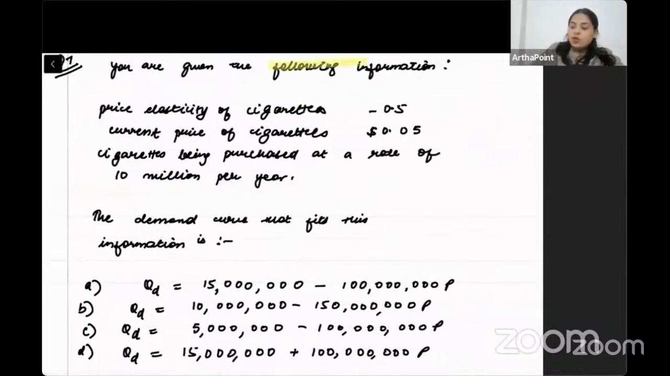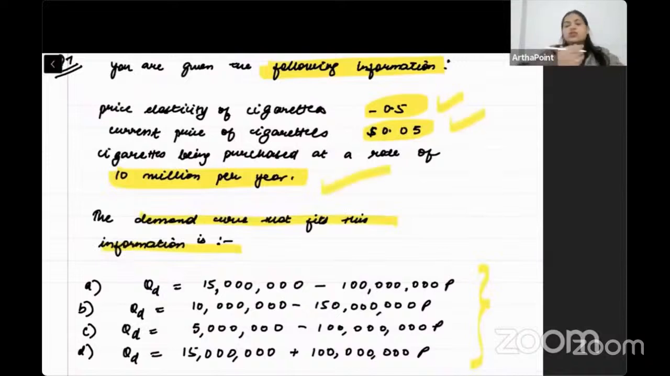You are given the following information. क्या क्या information दी हुई है? The price elasticity of cigarette is minus 0.5. Current price of cigarette is 0.05 and cigarettes are purchased at the rate of 10 million per year. Which of the following represents this information? कौन सा demand curve है जो ये तीनों information को अच्छे से represent कर रहा है? I give you 1 minute, try and solve this. It's an MCQ question.